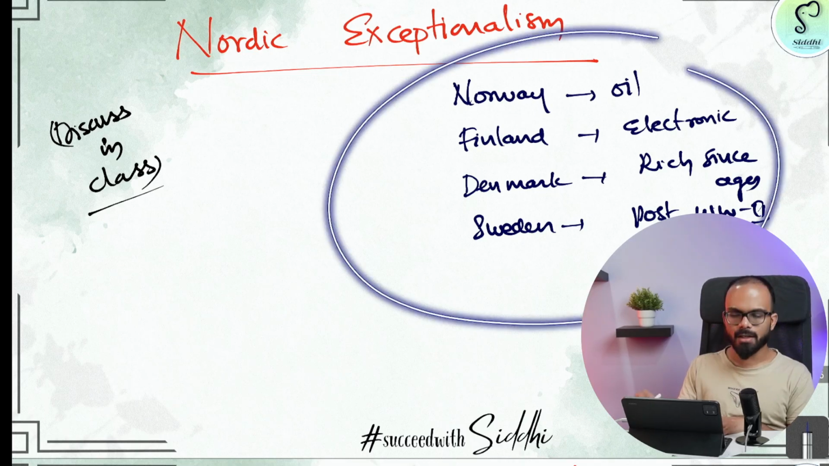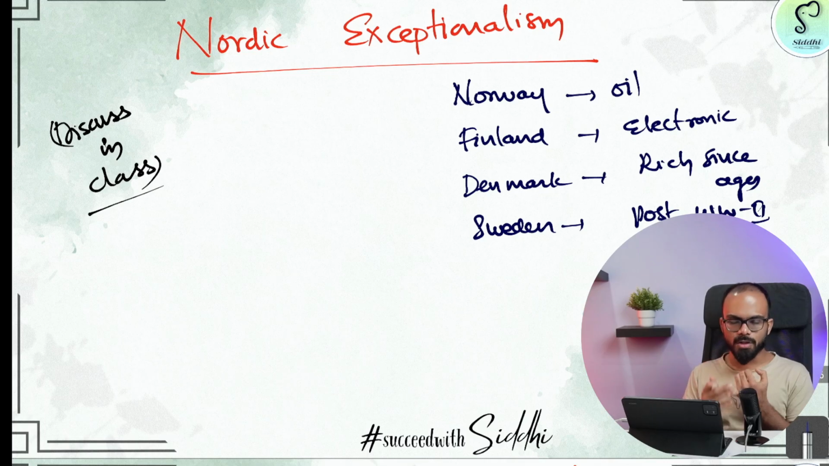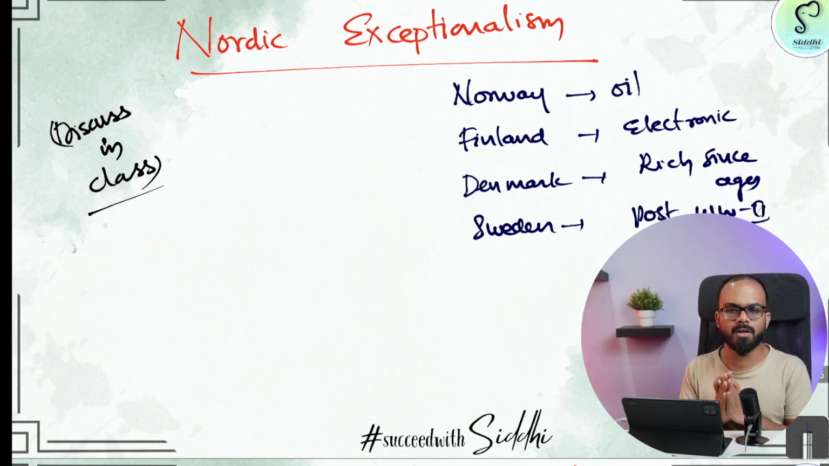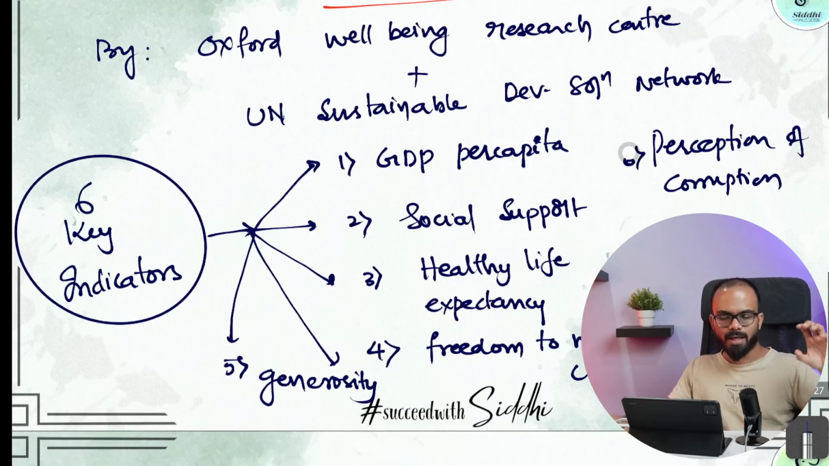So these are countries which have robust social security, robust welfare policies, and the population of the country is very small. The land is large, so the governments of those countries are able to cater to their needs, and these countries are always on top in these indices. Such a phenomenon is called Nordic exceptionalism. This word has been used n number of times by the Economic Survey.